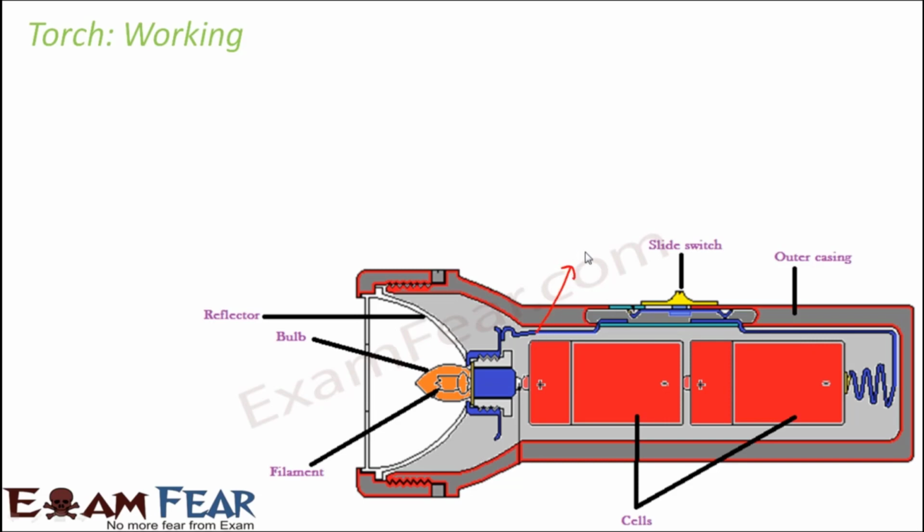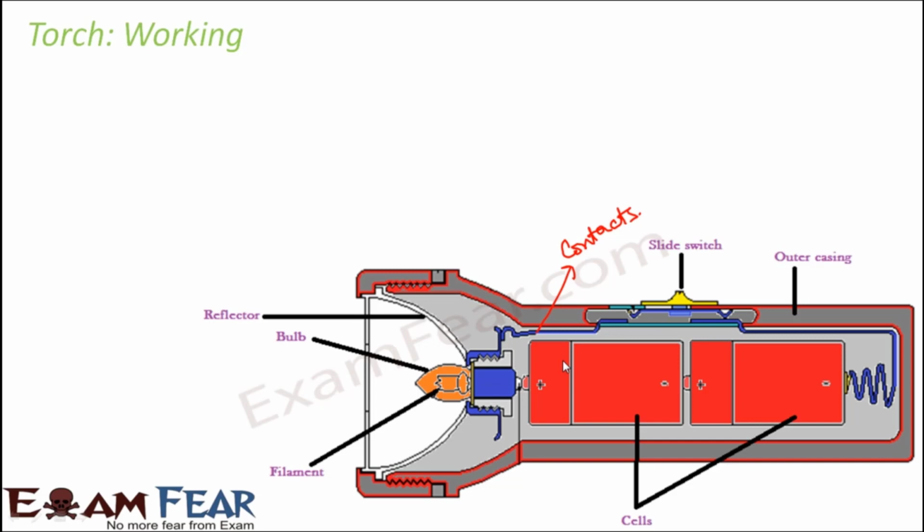So these blue wires, or these contacts, play a very important role. They are often called contacts. They are nothing but thin springs or strips of metal. Now why should they be metal? Because they have to be good conductors. Only then will they allow current to pass through them.